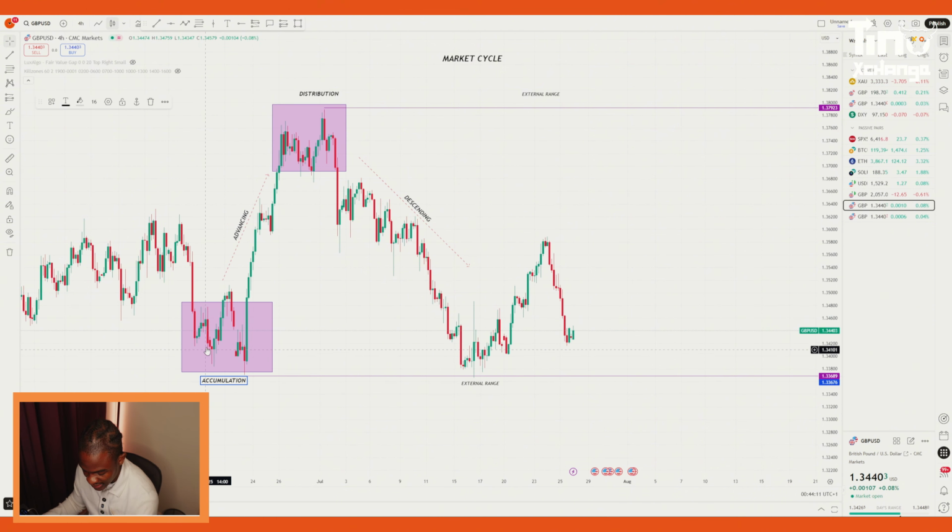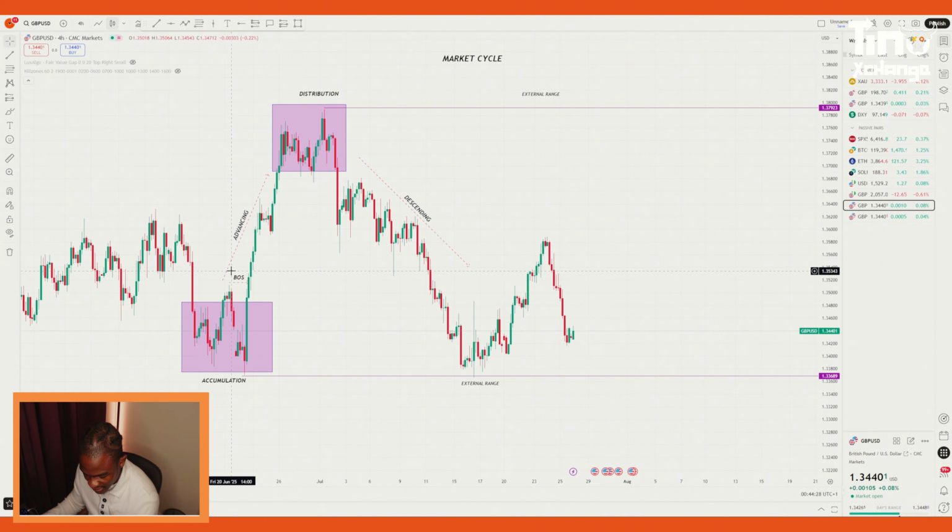As you can see, there's a range here, then it breaks structure to the upside. So we can call this what? A break of structure right here. This is the first break of structure, right? Then this is a major break of structure.